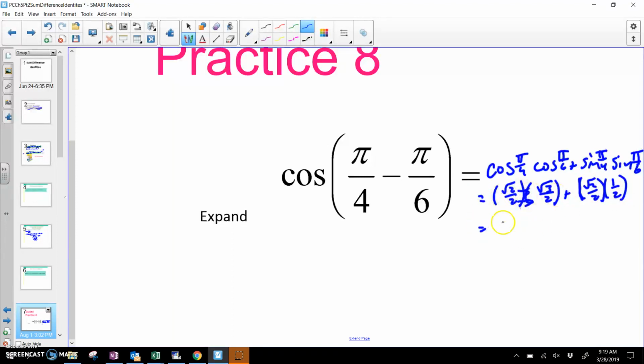Multiply across. Again, I can multiply two radicals as long as they're the same. So root 6 over 4 plus root 2 over 4. My final answer is root 6 plus root 2 all over 4. It's almost identical to the last one, except it was a plus.